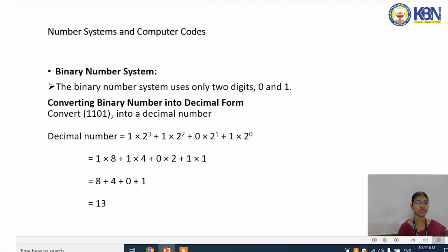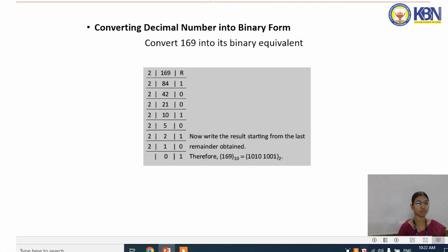We have the binary number system, octal number system, and hexadecimal number system. The binary number system has only two digits, that is 0 and 1. Let's take an example. I am taking the binary number 1101. I am converting it to a decimal number. In this problem I have to solve using only the two digits. That's why we take 2 power 0, 2 power 1, because we have only two digits. That's why I am converting the binary number into decimal form.